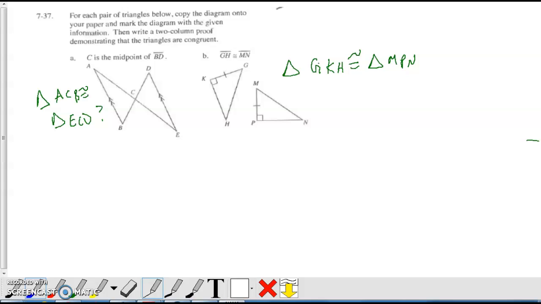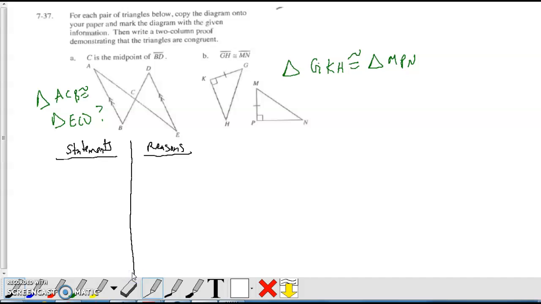Okay, so if you are watching part 2, that means that you at least attempted some 2-column proofs on these 2 problems. So I've erased my column because I already know that I'm going to need a lot more space than what I wrote. So again, I'm going to have statements and reasons. So let's do the first one.